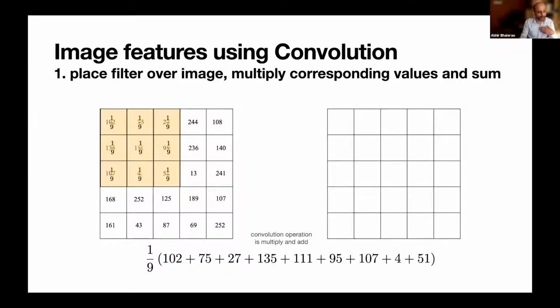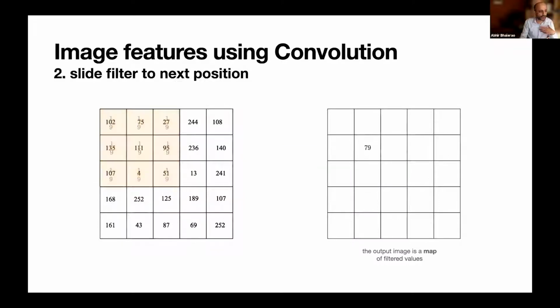If I put my kernel in this case at the top left-hand side of the image, it gives me a single value. Okay. So how do I complete the rest of the map? Well, I have to move my filter to the next position. So I take my image filter and I move it to the next position, and I repeat that operation, which was multiplying the corresponding values and summing to the output. So this is what image convolution is all about.